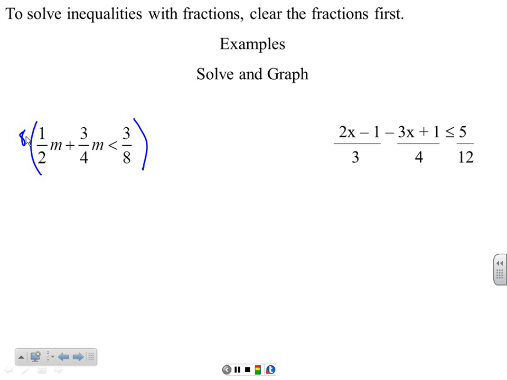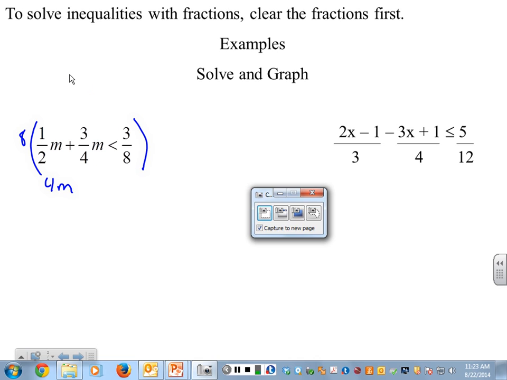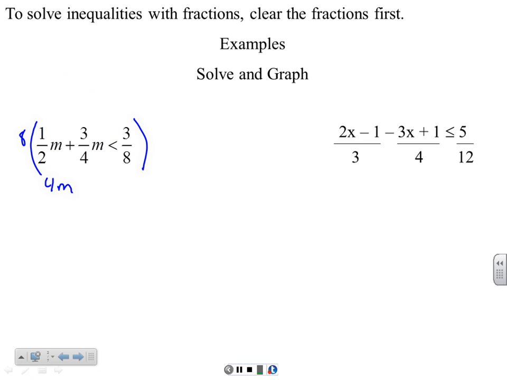So 8 times 1/2 is going to be 4, so that's going to give us 4m. And then if we do 8 times 3/4, 4 going into 8 is 2 times, and 2 times 3 is 6, so we'll get 6m less than, and 8 times 3/8 is simply going to be 3. From here, we just do our normal solving techniques. Combine like terms. 4m and 6m is going to be 10m less than 3. To get m by itself, I need to divide by 10. And I'm going to have m is less than 3/10.